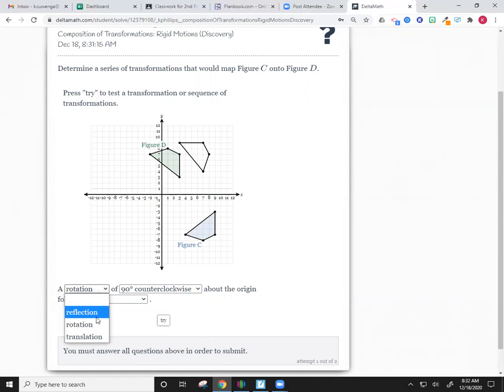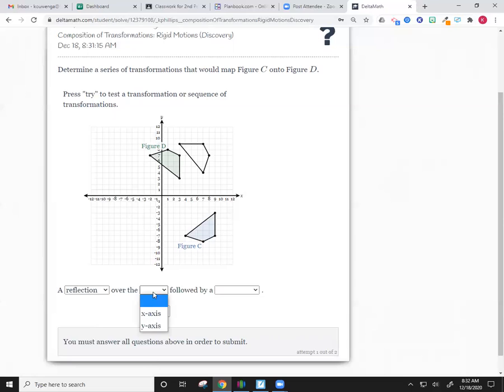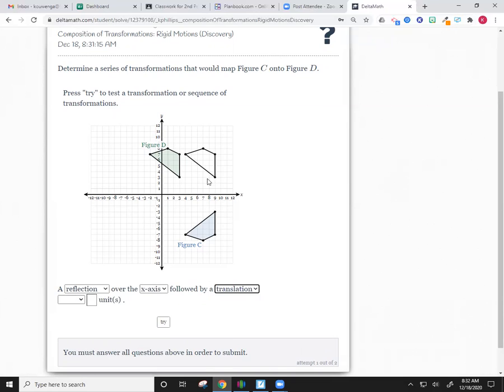You could also try a reflection. What happens if I reflect over the x-axis instead? That looks even better, because look how everything is slanted the same way. So I might be on the right track. Now I just need to scoot it to the left. That's a translation, and I need to go 1, 2, 3, 4, 5, 6 units to the left. So I need to say left 6 units.